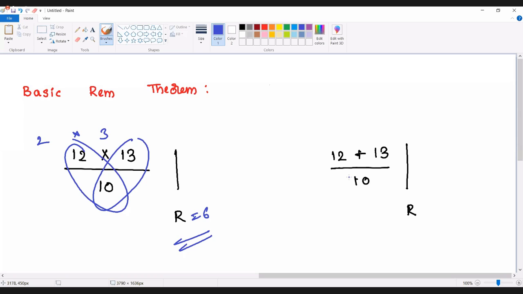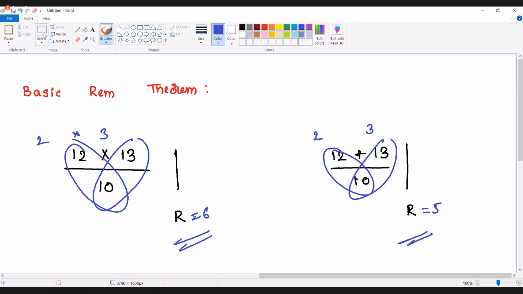Here the operation is addition. Only the difference is that the operation is addition, with the same numbers and everything. So again, go with the individual remainders. 12 by 10, 2 is the remainder. 13 by 10, you are getting 3 as the remainder. What is the operation between them? The operation between them is addition. So 2 plus 3 gives a result equal to 5. You can mark it as the answer choice. The similar kind of concept you can execute for all the numbers.